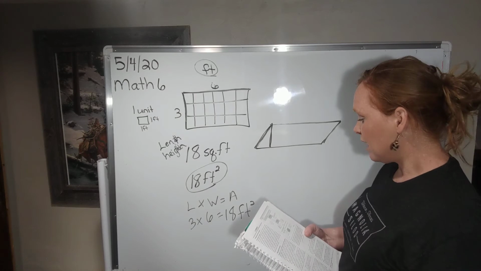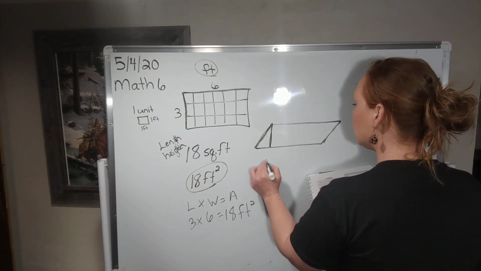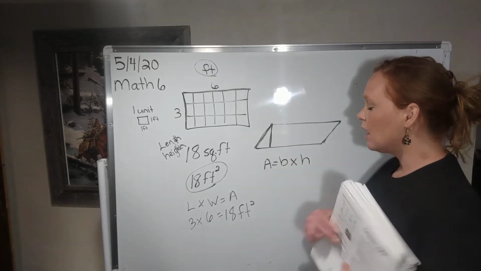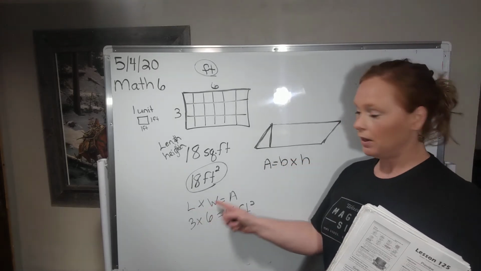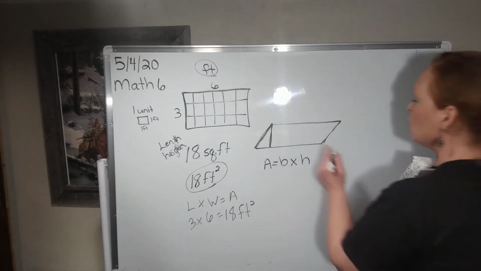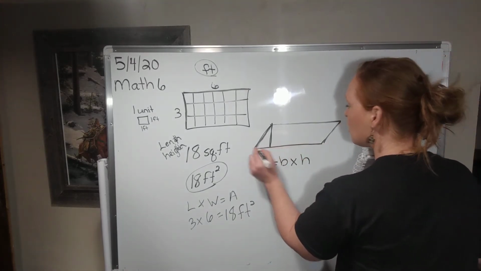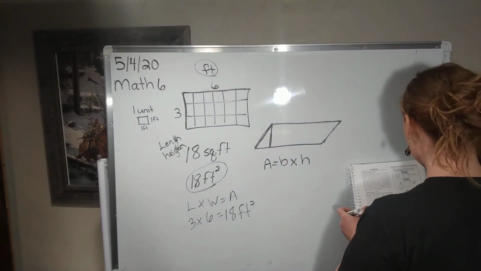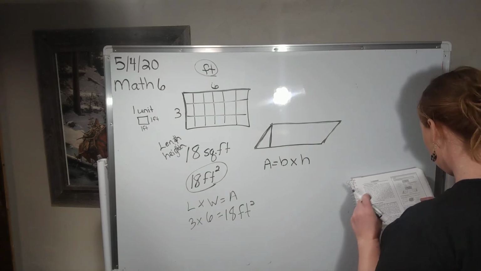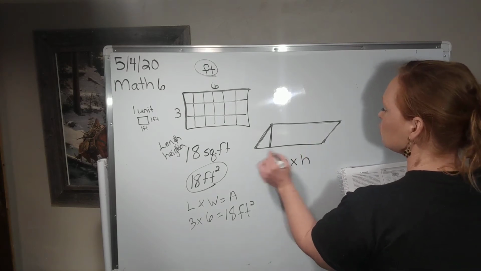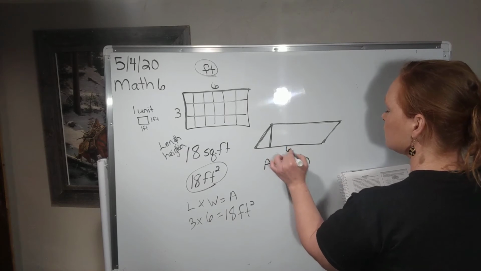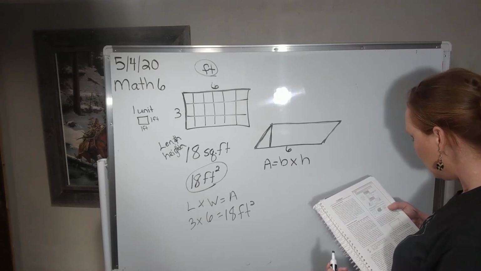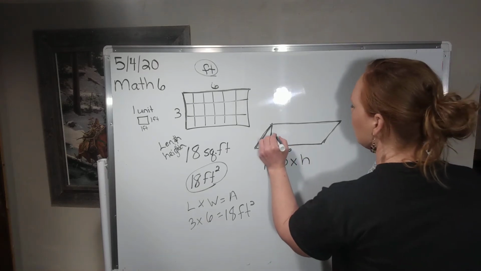So the formula to find the area of a parallelogram is that the area will equal the base times the height. Now we've kind of changed the words from length and width, haven't we? So in this case, we want the base, which is the length of either the bottom or the top. And in this case, we can see that the base is 6 squares or 6 units across. And then the height we can see of the parallelogram is 4 units.